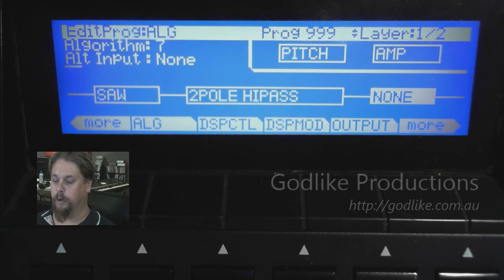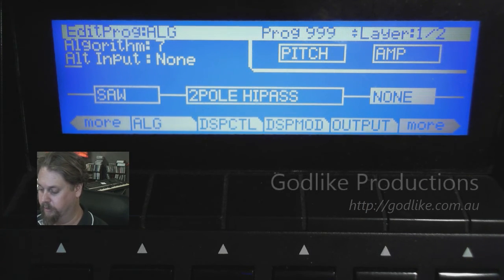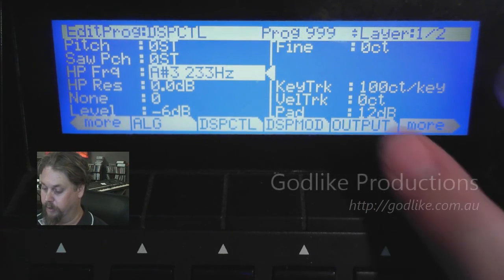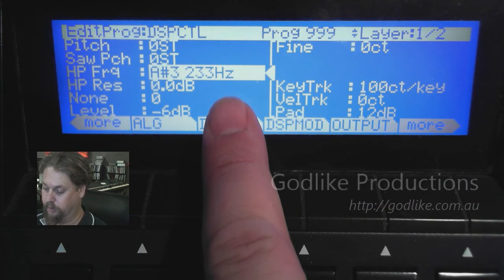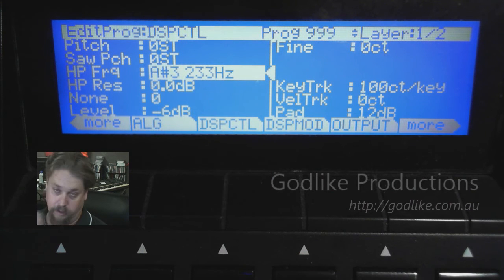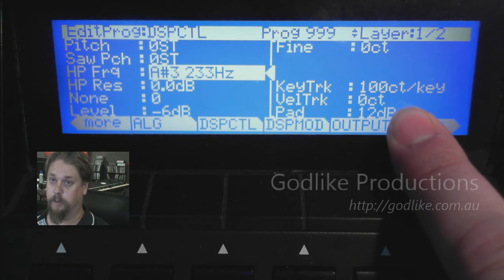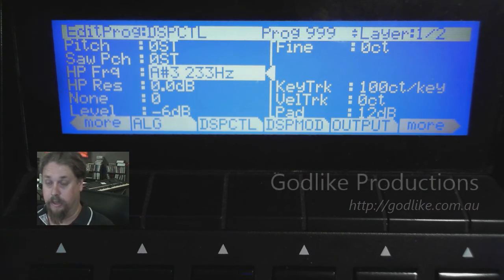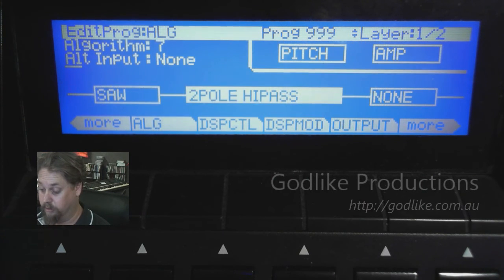So what we can do is put a high pass filter on here, and to hear the effect, I'll show you how the high pass is set up. I've set the high pass frequency at A3. Normally it's set at C4, so I've set it a little bit lower, and I've set the key tracking to 100 cents per key. What that means is that the frequency is going to go up with each key we press. That's all I've done on this sound.